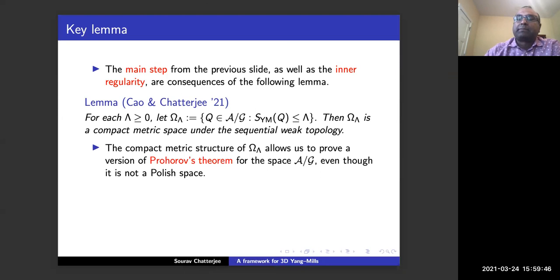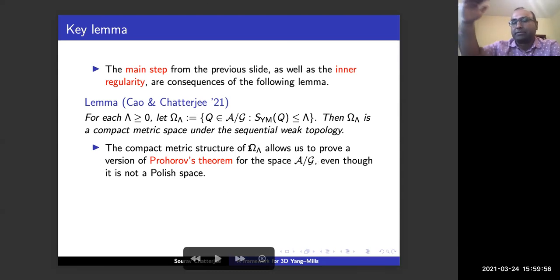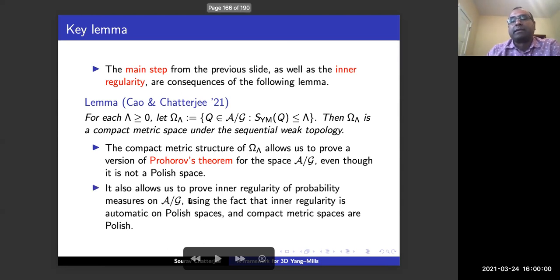And the compact metric structure allows us to prove a version of Prokhorov's theorem for the space A/G, because this space is not exactly a Polish space, but it's a countable union of compact metric spaces. So we can prove a version of Prokhorov's theorem. And it also allows us to prove inner regularity, because inner regularity is automatic on Polish spaces. So this is what we would like to prove.